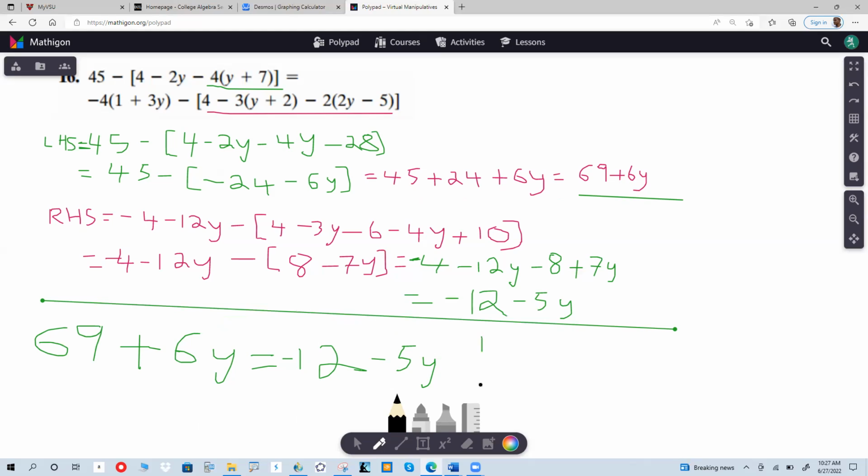So here I get 6y plus 5y. On the other side, I already have negative 12. When I bring this 69, it's plus on the left-hand side. On the right-hand side, it should be negative 69. Negative 69, negative 12 is negative 81.